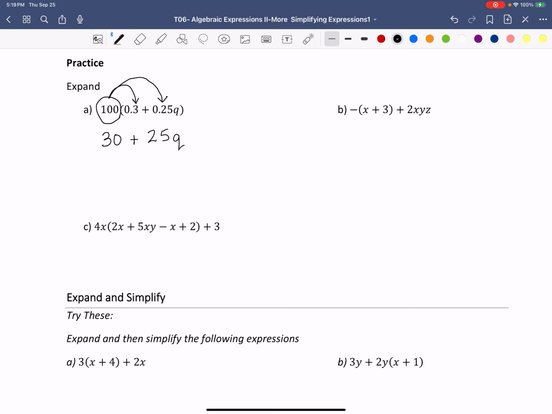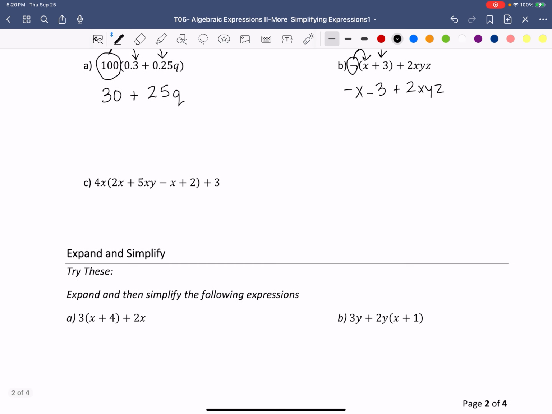And then same with B. Notice there's that negative again that we're going to distribute into the brackets. That's going to become negative x, negative 3, and then this last term, plus 2xyz. Nothing changes with it. It's its own term.